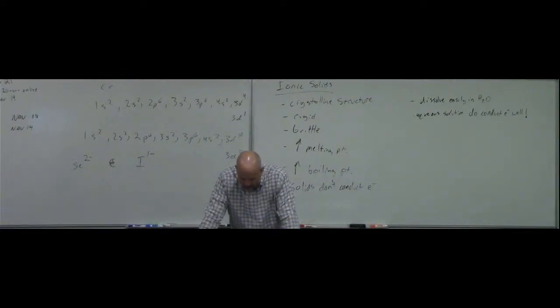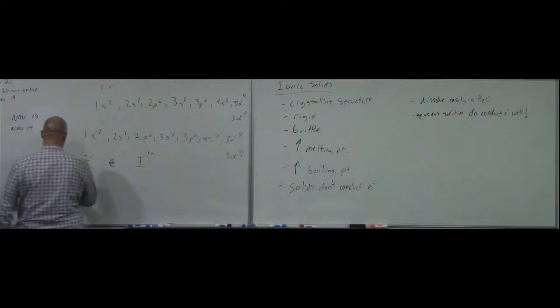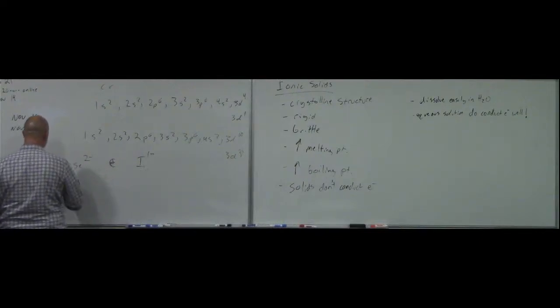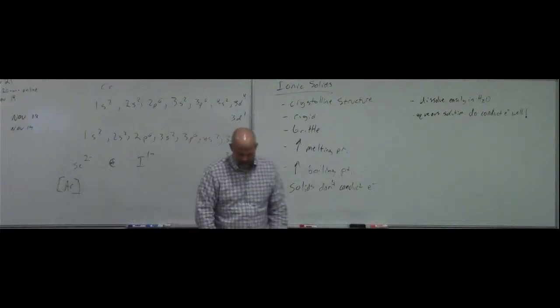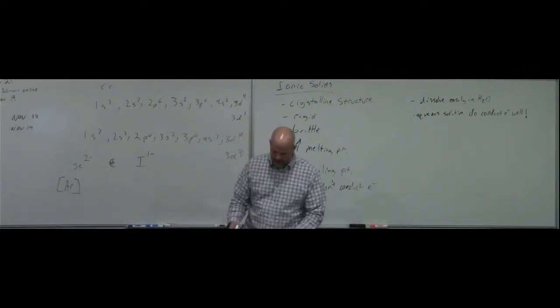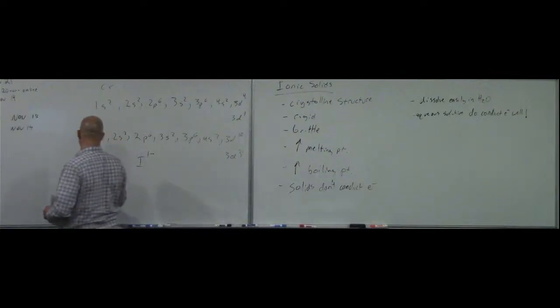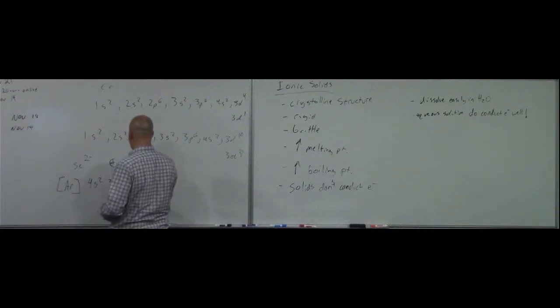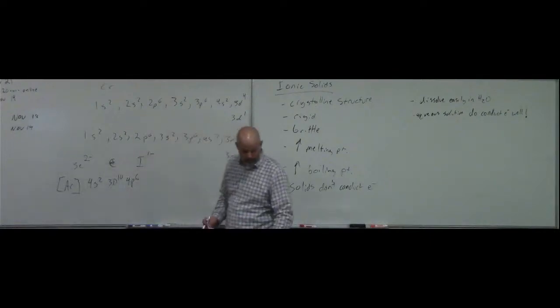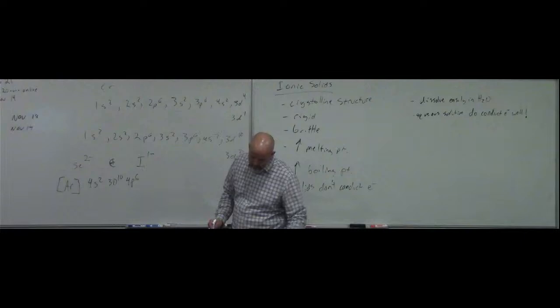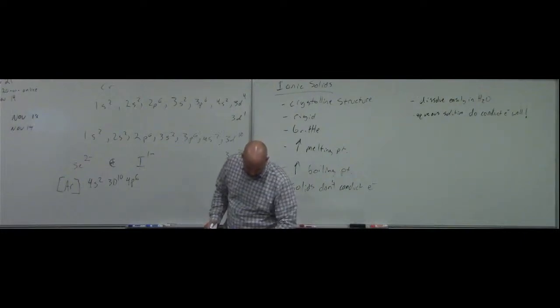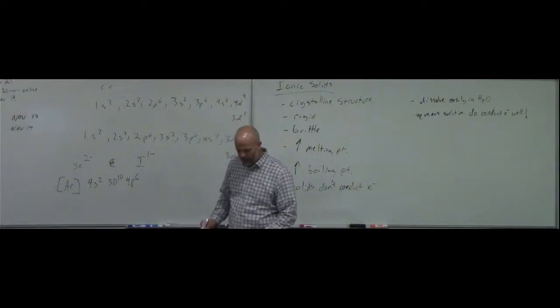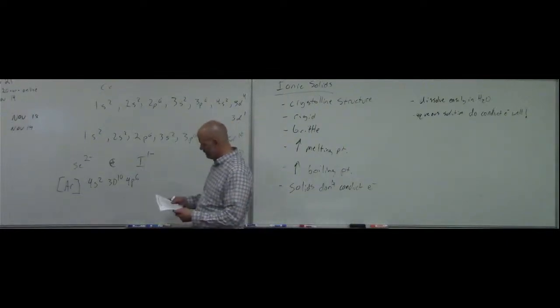What's its previous noble gas? Argon. So you can go argon, and then you can just start adding from argon, 4s2, 3d10, 4p what? 6. Should be right. Yep. Okay, and now let's do it for iodine.